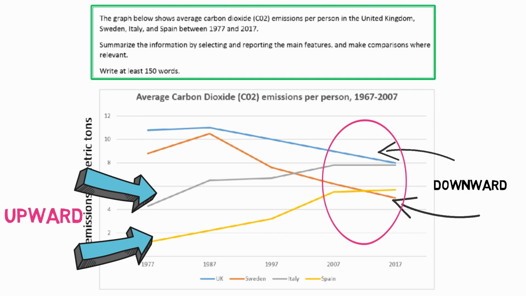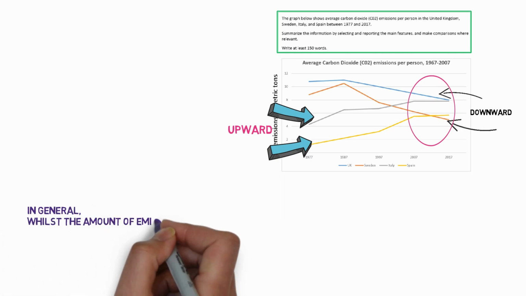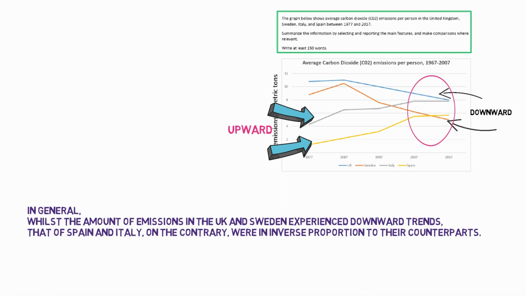Let's write an overview. So, "in general," so that they know we are writing an overview. And then, the amount of emissions in the UK and Sweden experienced downward trends. That of Spain and Italy, on the contrary, were in inverse proportion to their counterparts. Right, let's stop here for a little bit. Instead of using "upward trends," they use "in inverse proportion to." Well, what I mean is basically the opposite trend to the previous one, which is the downward trend. So what's the opposite of a downward trend? Upward trends. Okay, please pay attention to the way they use connectors here.